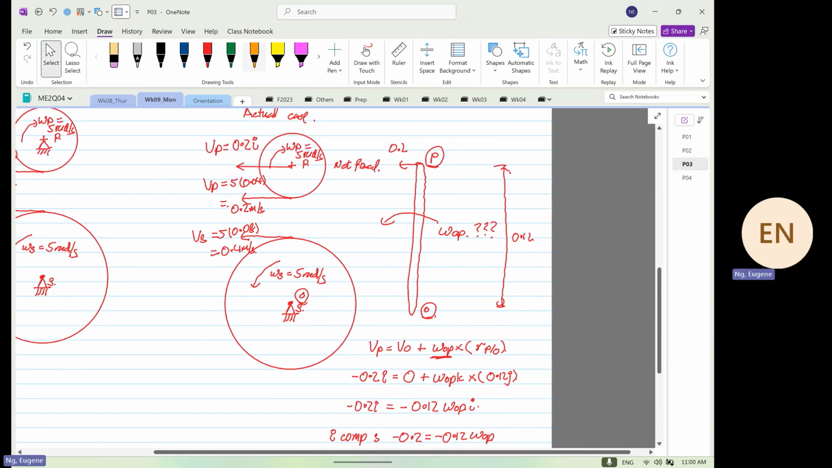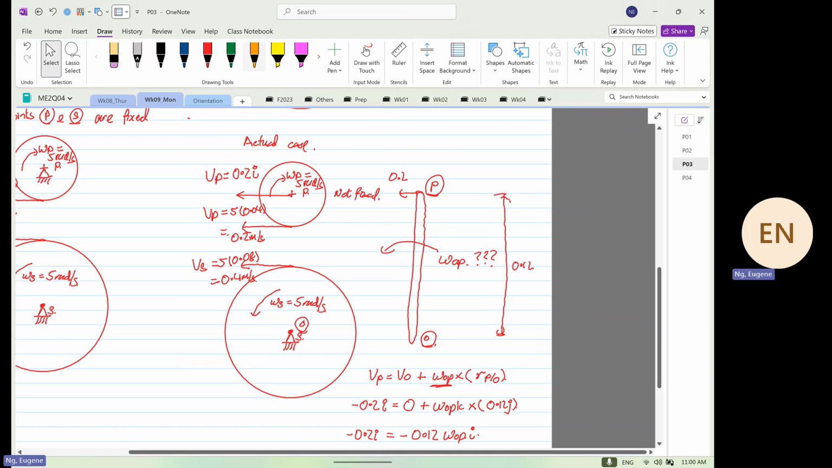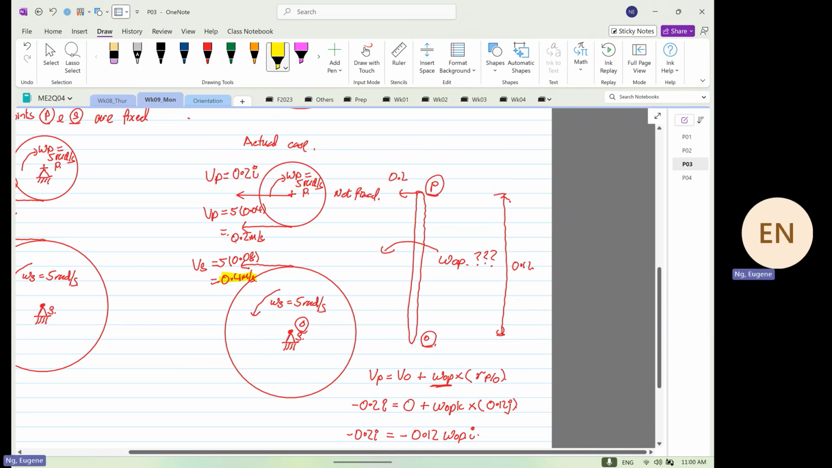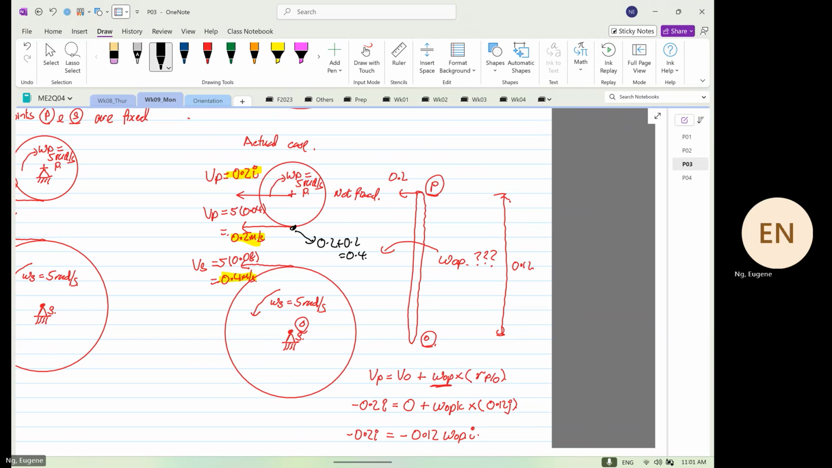So the direction is correct. But we are still fixated. This is 0.4. This is 0.2. Yes or no? Right? But we forgot, or I forgot about something. Can you see this? What is that? 0.2. So therefore, at that instant, it is equal to 0.2 plus 0.2, which is equal to 0.4. Clear? Okay.